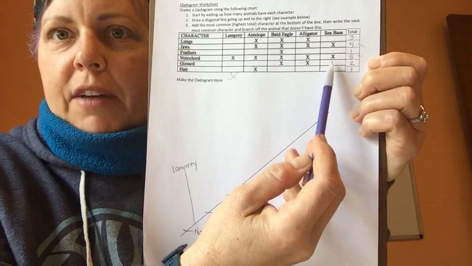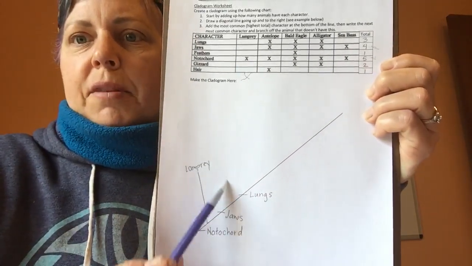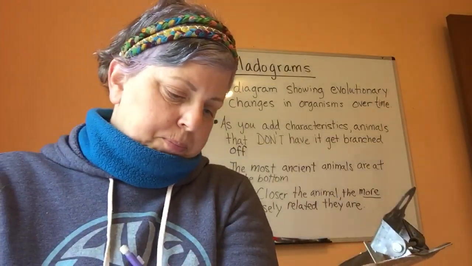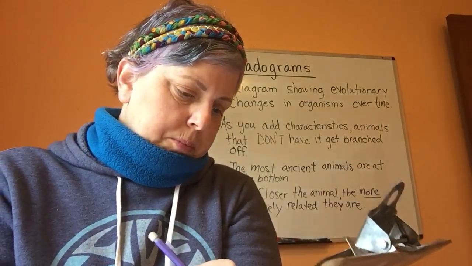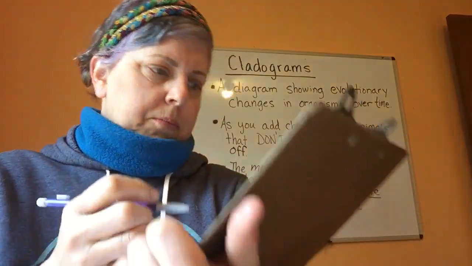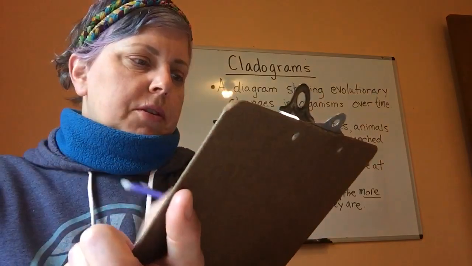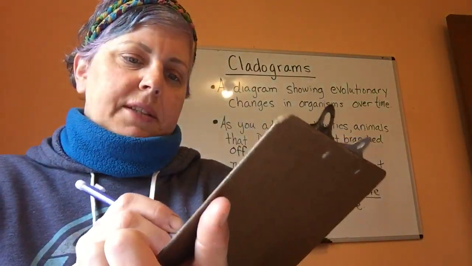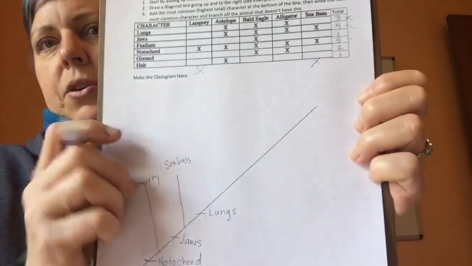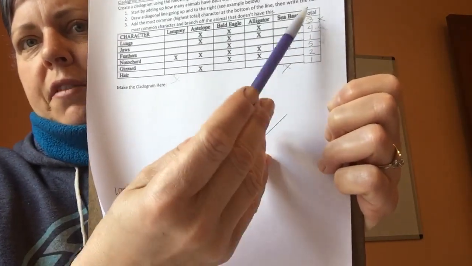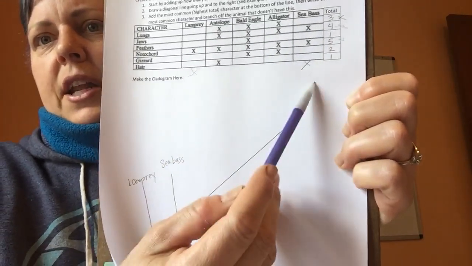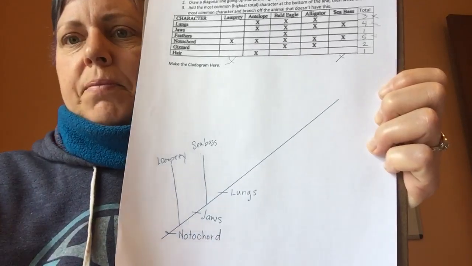And if you look through here, you're going to see the sea bass, which is a type of fish, right? Fish have gills, they don't have lungs. So we have to branch the sea bass off in between jaws and lungs. And then I like to cross out that I'm done with lungs and I'm done with my sea bass. Okay, so I've done 3 of the characteristics up here, and I've taken care of 2 of the animals.